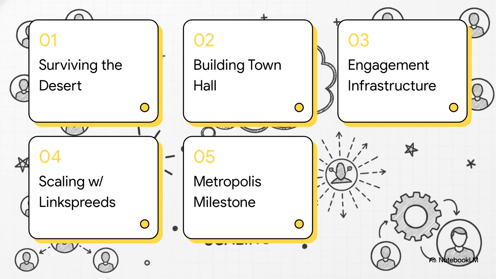Phase 1, surviving the digital desert. 2, building the town hall. 3, the infrastructure of engagement. 4, scaling with link spread solutions. And finally, Phase 5, achieving the metropolis milestone.